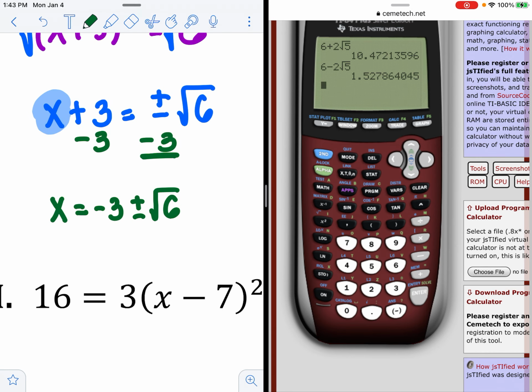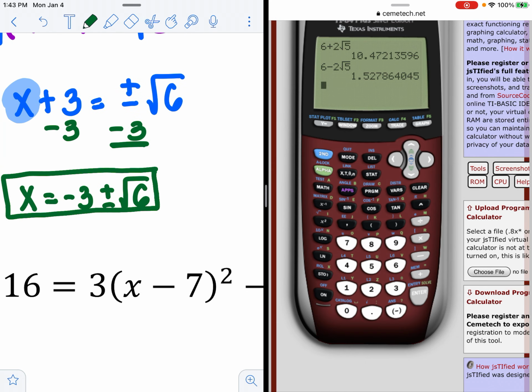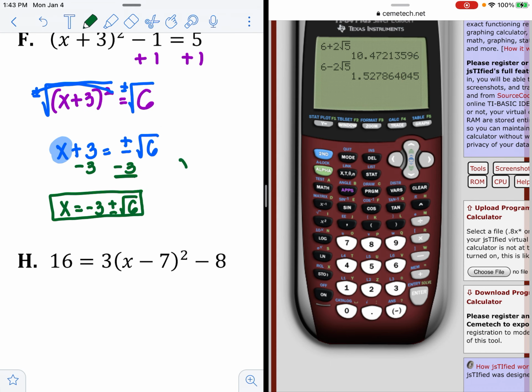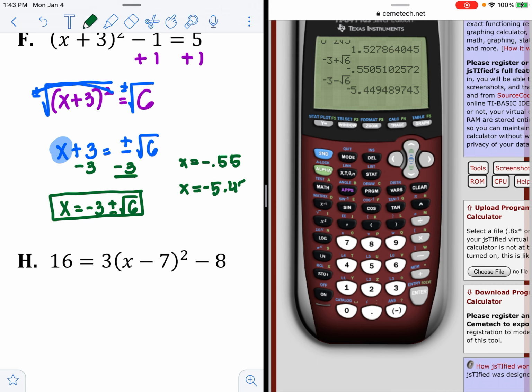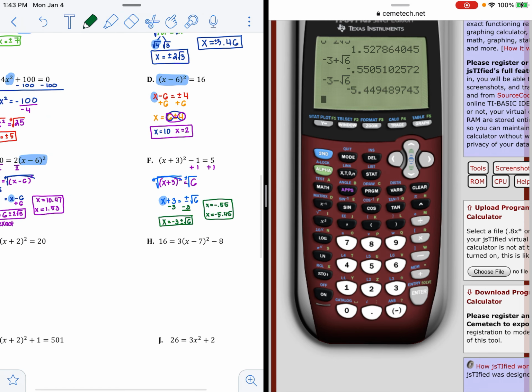Do I know what negative 3 plus root 6 is? No. Do I know what negative 3 minus root 6 is? No. So I'm going to leave my answer like that. Now I'm going to use my calculator to help me get those as decimals. I have negative 3 plus the square root of 6, which is negative 0.55, and negative 3 minus the square root of 6, which is negative 5.45. And there are my 2 decimal answers. Okay?